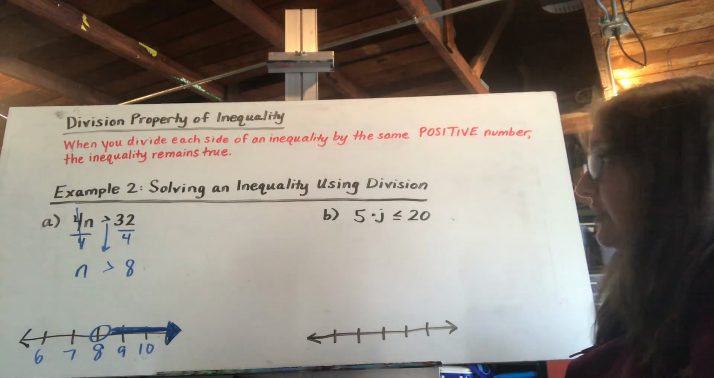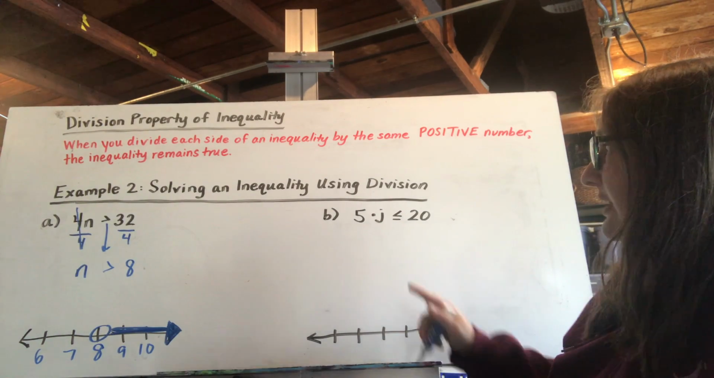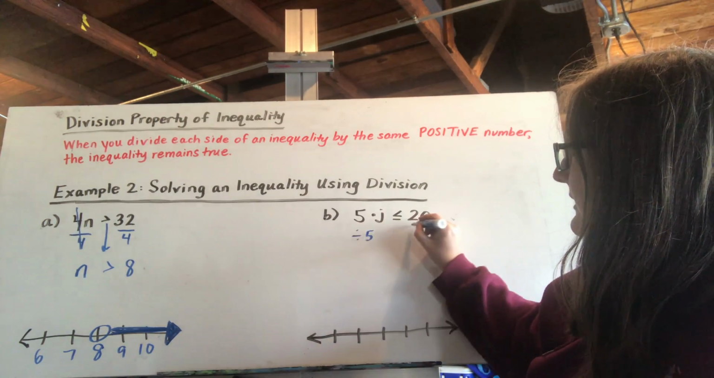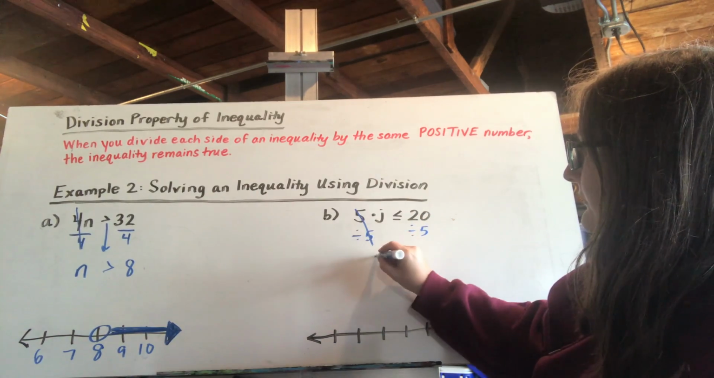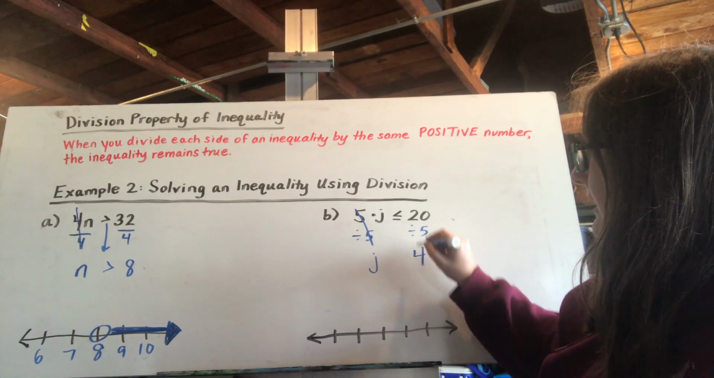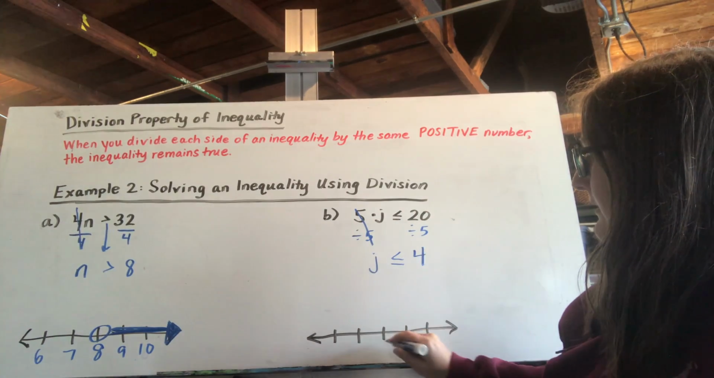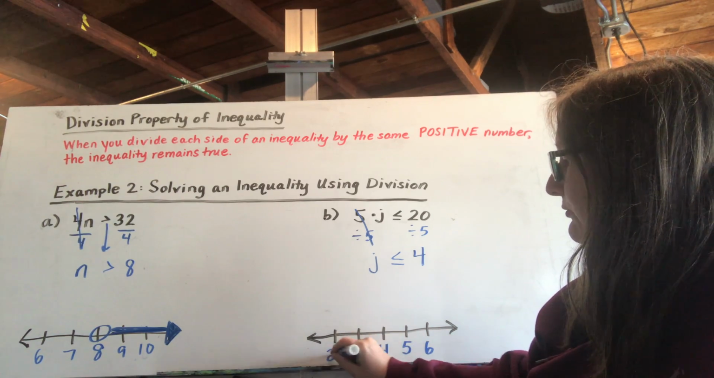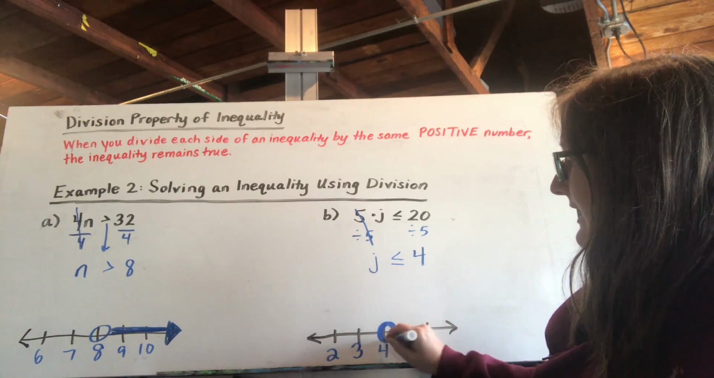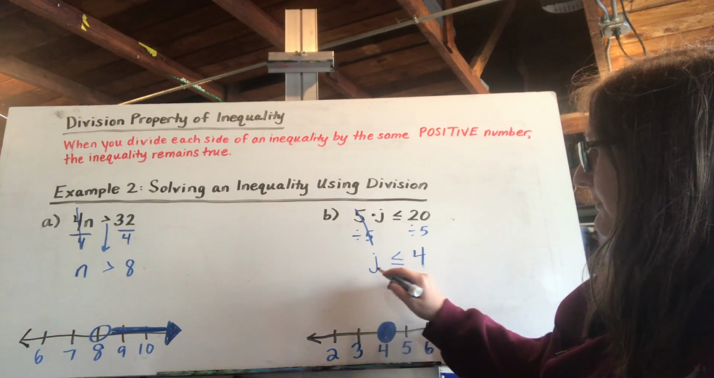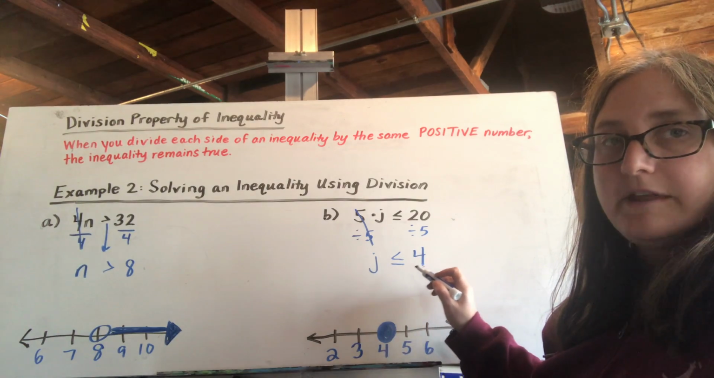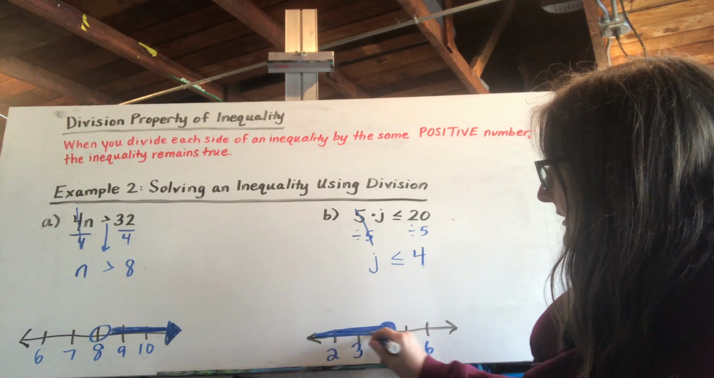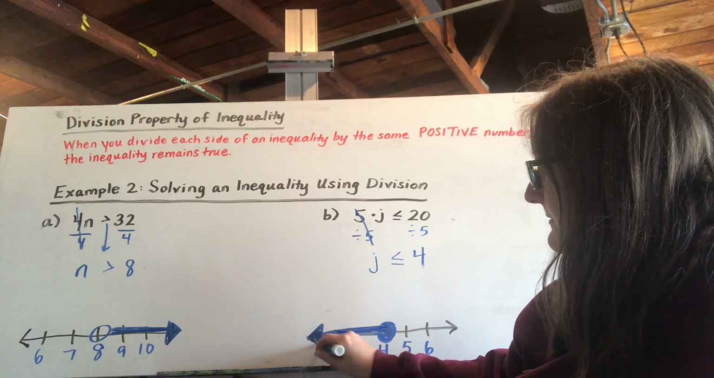Here I have 5 times j is less than or equal to 20. J is the variable, but right now I have times 5. To get rid of it, I'm going to divide each side by 5. So I have j here, 4 here. I bring down my inequality sign. This time, at 4, my circle is going to be a closed circle because j, it says, can be equal to 4. It is a possible answer. J is also anything less than 4. So I'm going to shade to the left. 3 or 2 or anything less than 4 could also be an answer here for j.